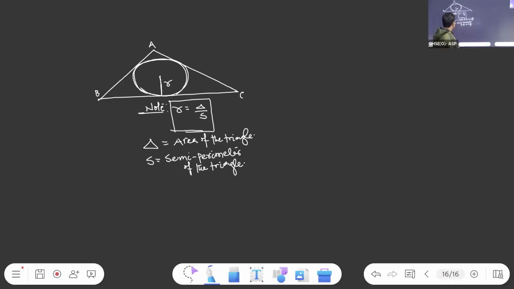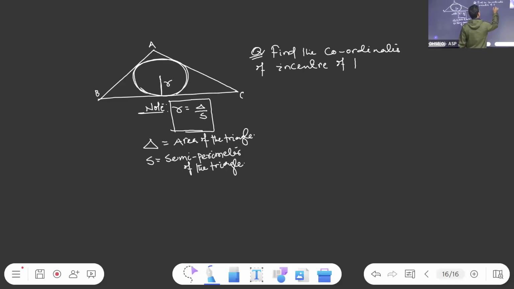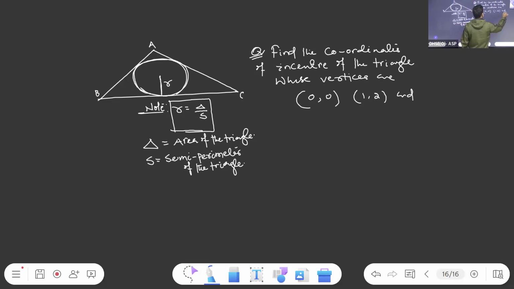Yes, then come to, so write down a question: find the coordinates of the incenter of the triangle whose vertices are (0, 0), (1, 2) and (2, -1).